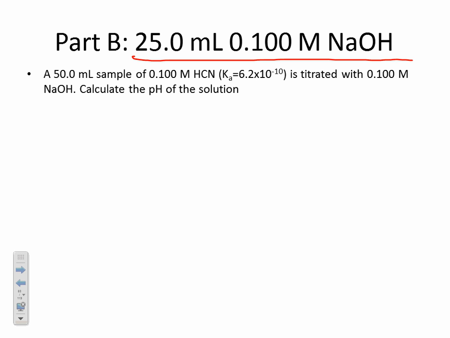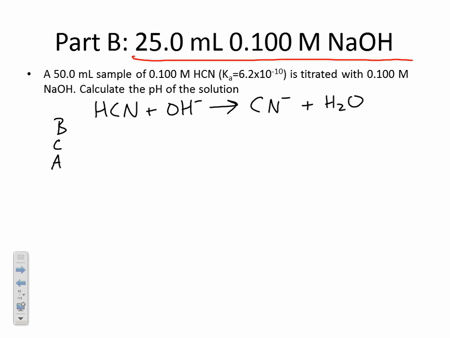Again, I want to start by writing the exact same reaction, that neutralization reaction, and I'm going to start with the BCA chart for the exact same reasons. I kind of want to work out what's in the flask, how much of it I have. So that neutralization reaction, HCN plus OH minus, again, this is one way, it's not in equilibrium, yields the cyanide ion plus H2O. And filling in the BCA chart. Initial moles of HCN coming from the volume and molarity, 0.005 moles, and then now we're at 25 milliliters of 0.1 molar, so this is 0.0025 moles.